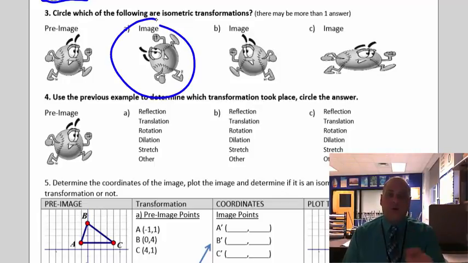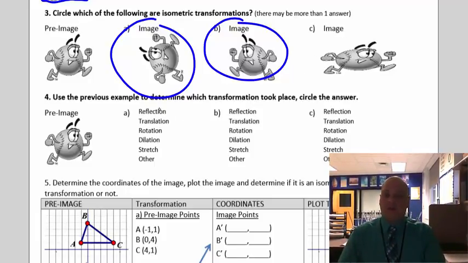Try these before you watch the video, guys. Image, this one here, same size, same shape. It just flipped. He flipped around. It's a reflection. Isometric. This guy, little baseball player, was stretched out, so that is non-isometric. So we're not going to circle him.